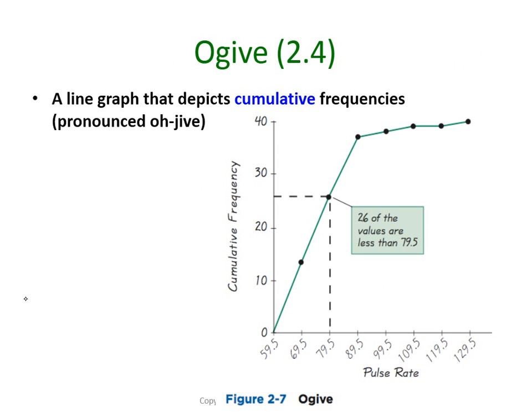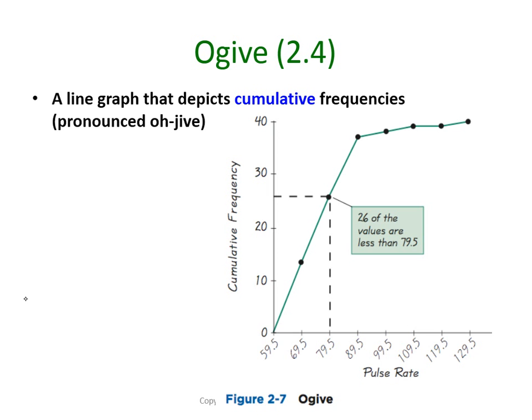The ogive is one that you probably have not seen before. The ogive is a line graph that depicts cumulative frequencies. Cumulative means we're continuing to add them up, so it's going to continue to increase the whole entire time. If it ever dips down, that tells you you have not done a cumulative frequency distribution. It's not an ogive. It has to continue to go up.